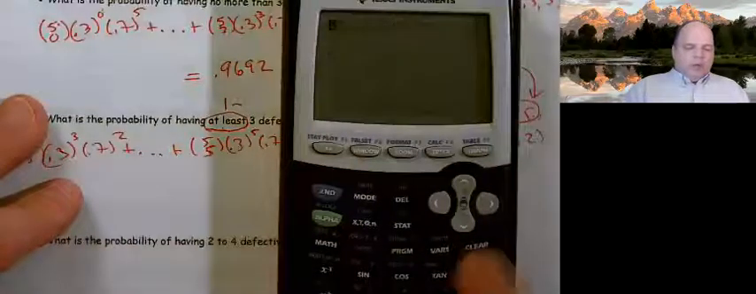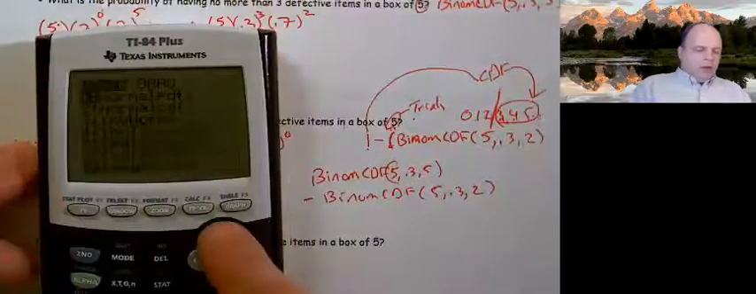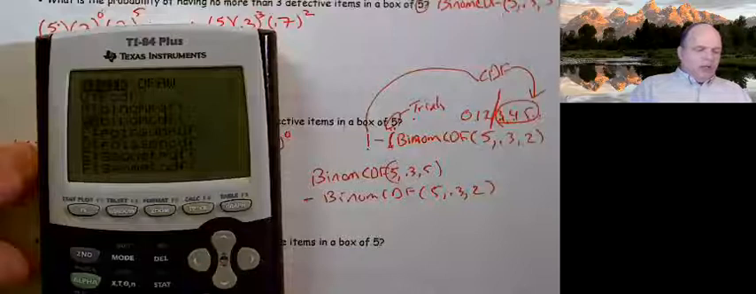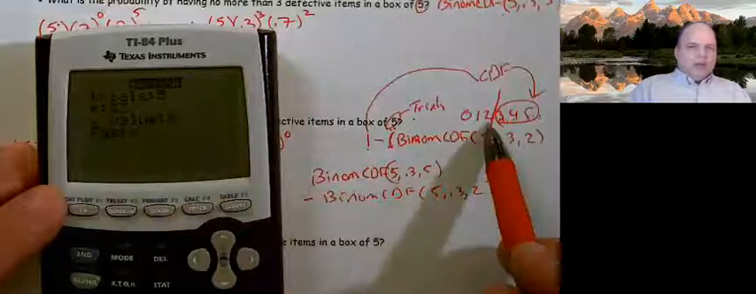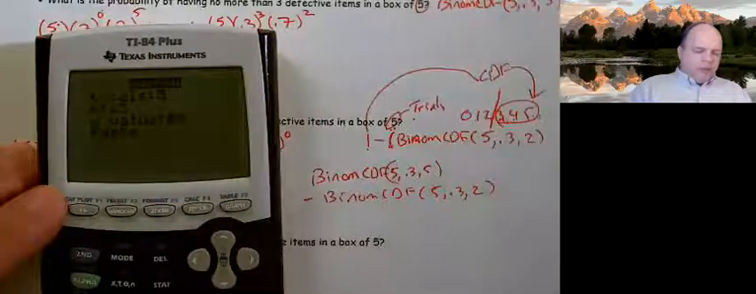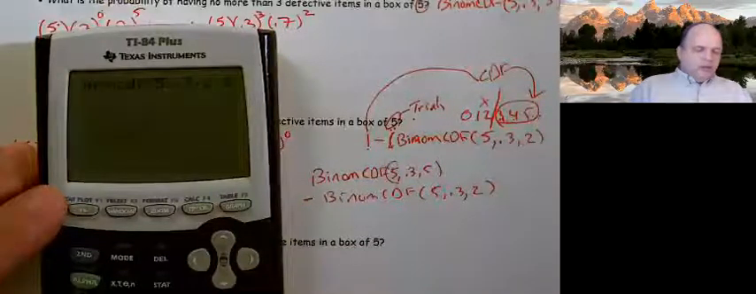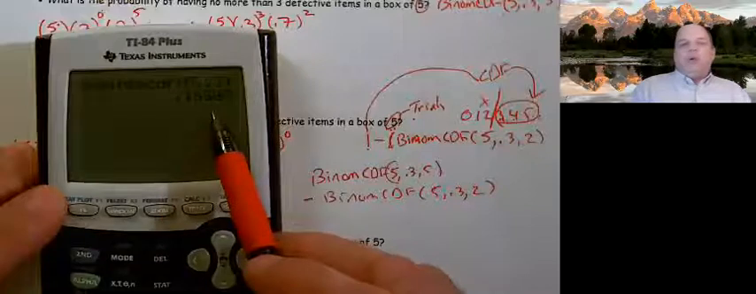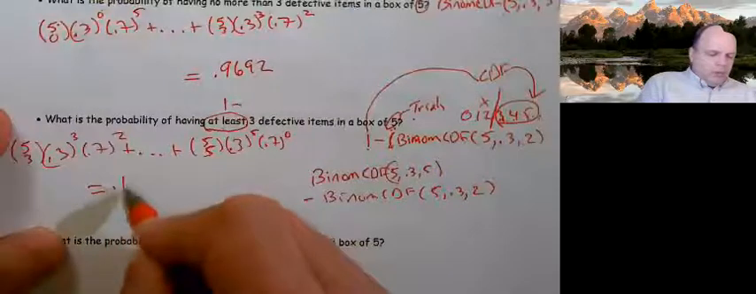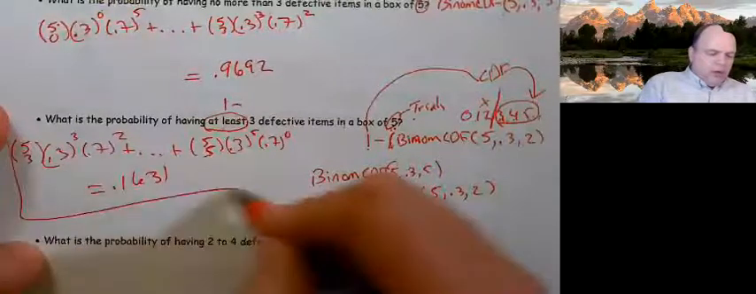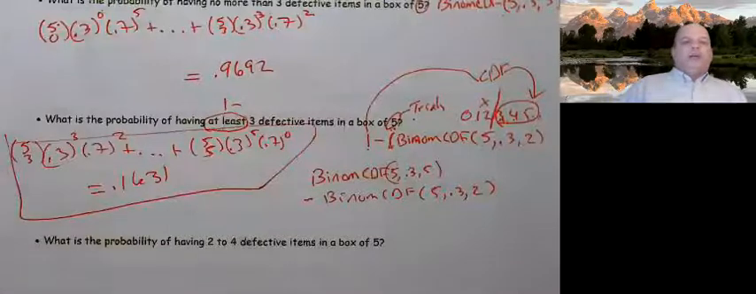So here we go. 1 minus, because that's what we said, 1 minus second vars binomial CDF, trials is 5, our probability is 0.3, and the highest number we didn't want is our X value, which happens to be 2. I'll put an X there so we don't forget that. And so when I do that, I get 0.1631. And that right there would be a full credit response.